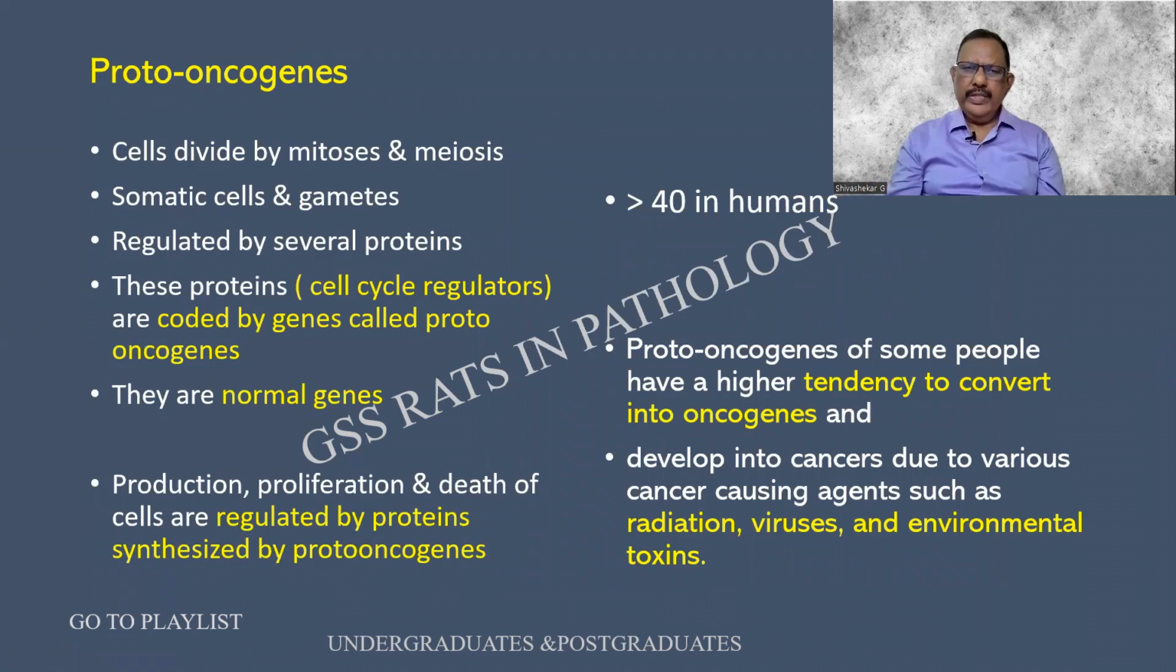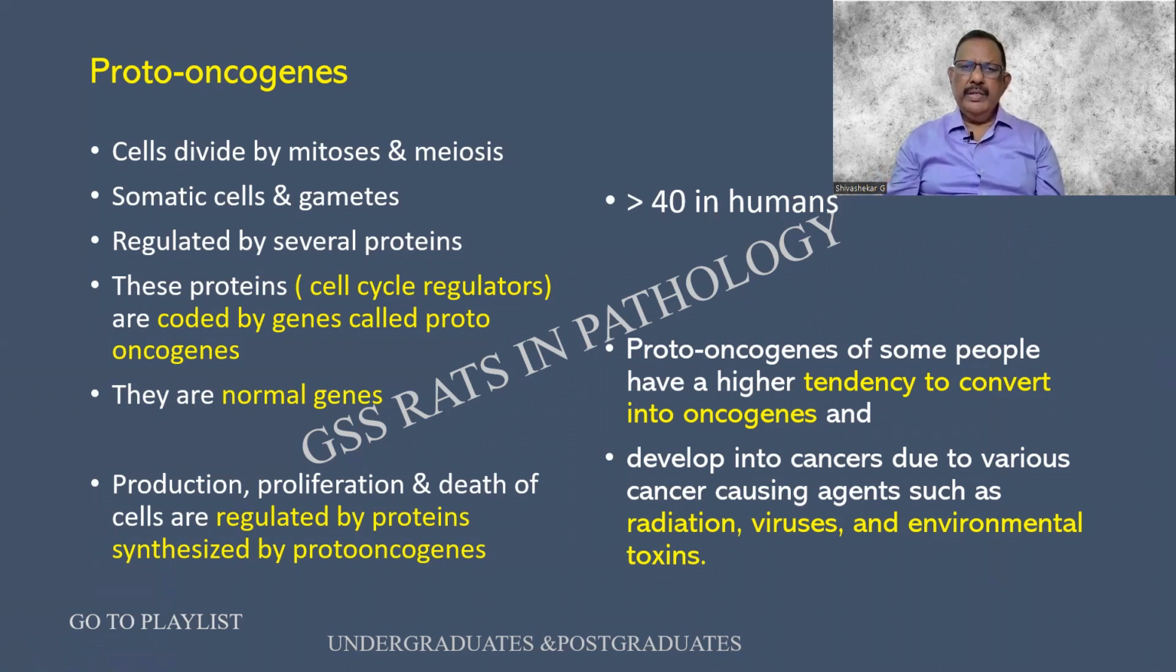Proto-oncogenes, a question by itself. The cells divide by mitosis or meiosis. Mitosis happens in somatic cells and meiosis in gametes. So there is a half division, as we call it. These are all regulated by several proteins, and the proteins are called cell cycle regulators.